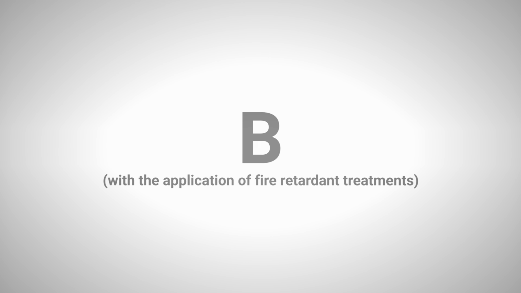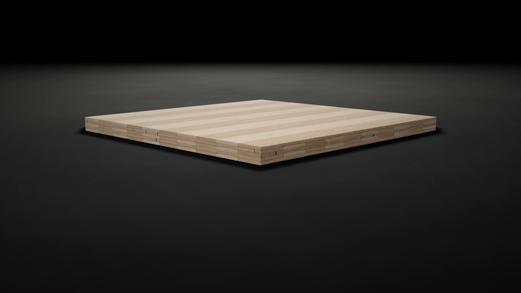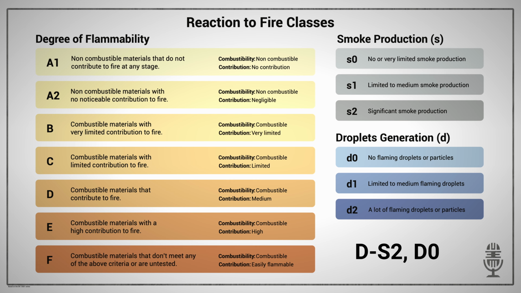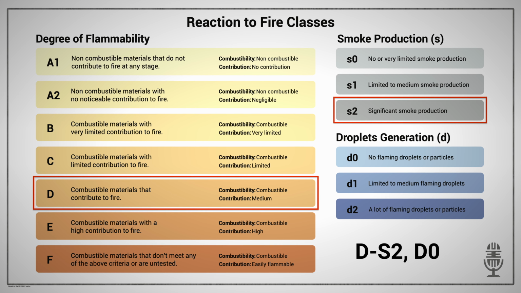In contrast, untreated solid wood generally receives a Class D rating due to its natural combustibility. However, with the application of fire retardant treatments, wood-based materials can achieve improved ratings, sometimes reaching Class B. Cross-laminated timber, depending on its structure and treatment, typically falls into Class D, S2, D0. This means it is combustible and has a medium contribution to a fire, Class D, produces quite some smoke, S2, and does not produce flaming droplets or particles, D0.